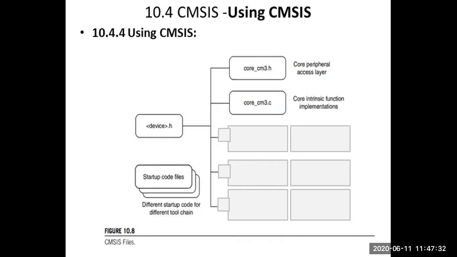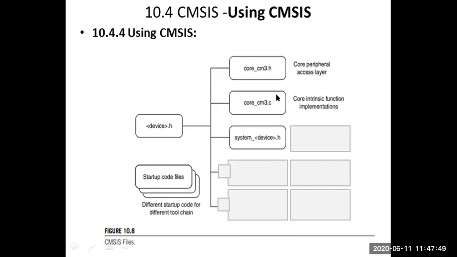Okay, why? For intrinsic function implementation. For intrinsic function implementations, we need to have core_cm3.c. This one is the header file to access the layer, and to access the functions, we need to use the .c file. Same name, but the extension is different.